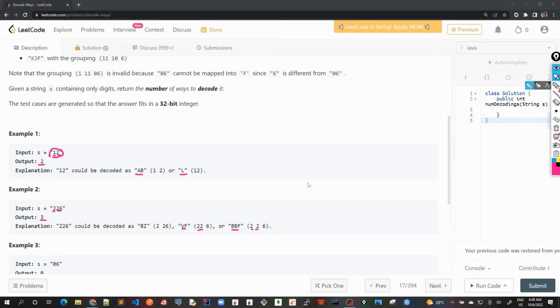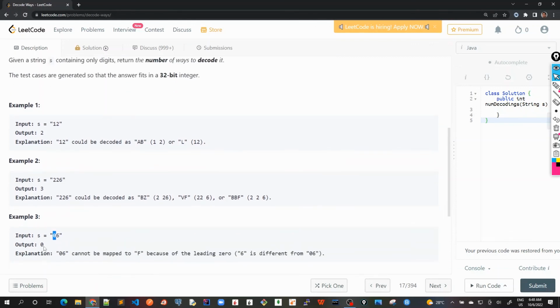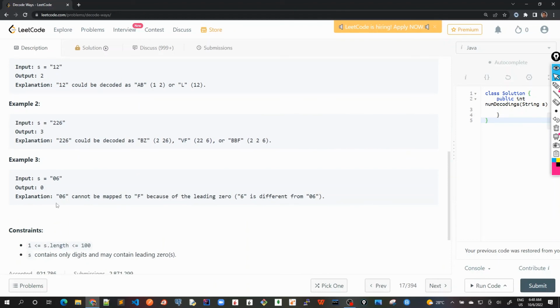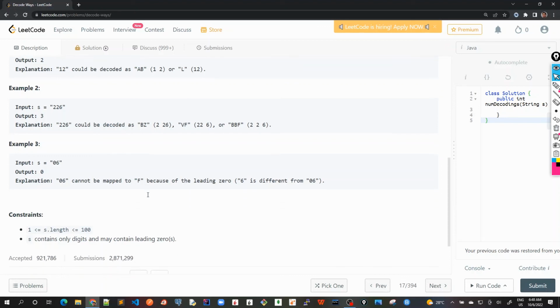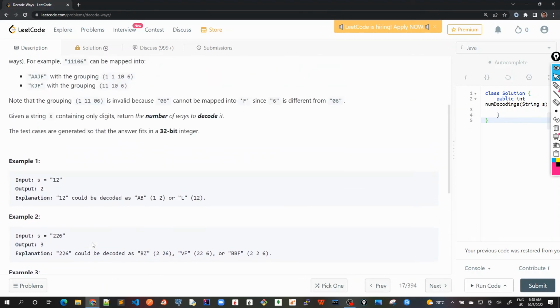Now, the last example is the edge case, or negative case: if anything starts with 0, the output would be that there are no ways. As we discussed, there is no encoding starting with 0. It can either start with 1 to 9, or the 0 can only appear as 10 or 20. So this was all about the problem statement. I think it's very clearly explained in LeetCode as well.